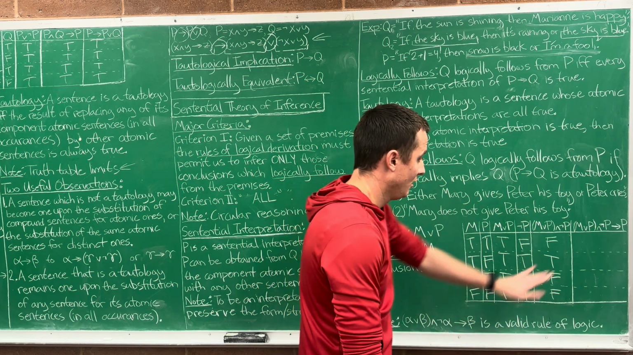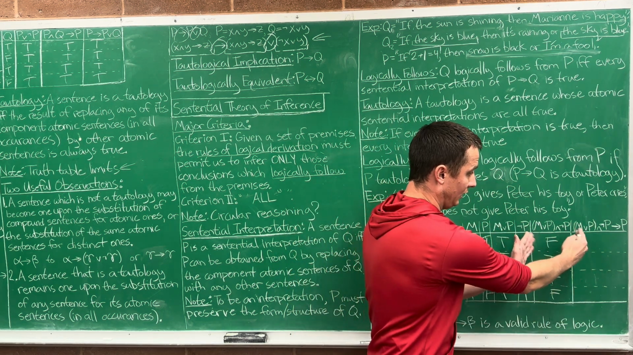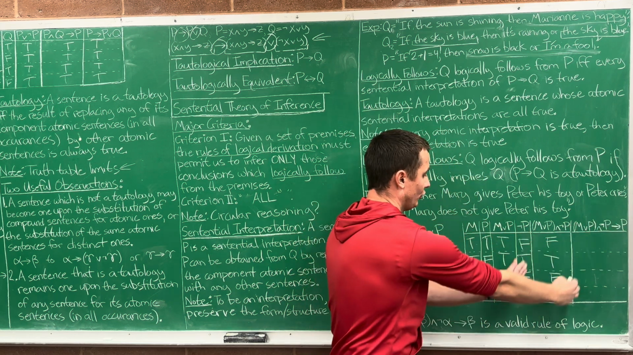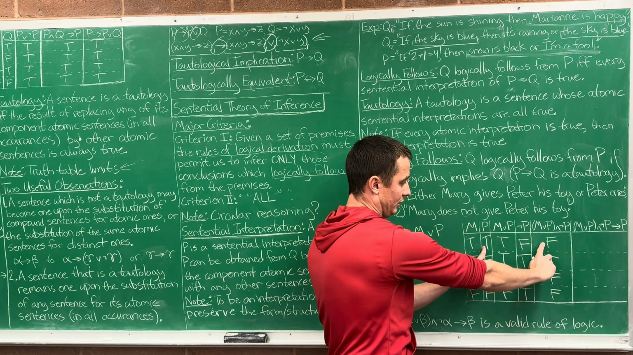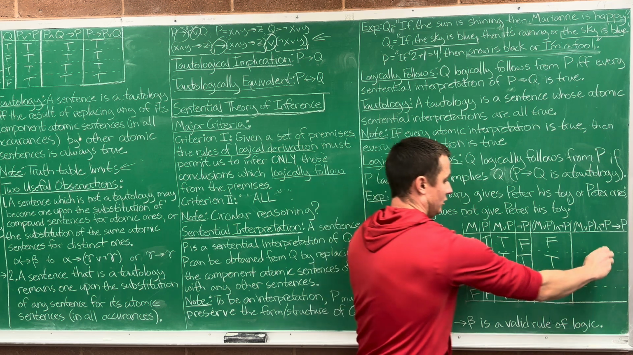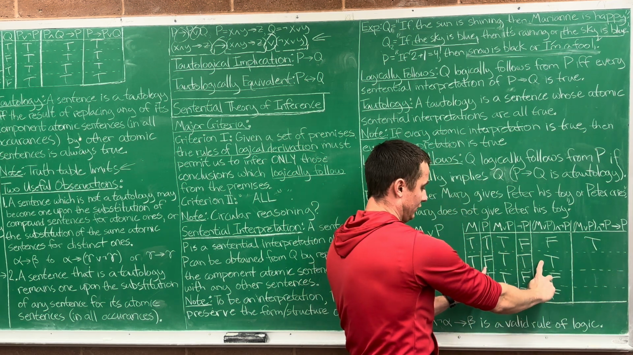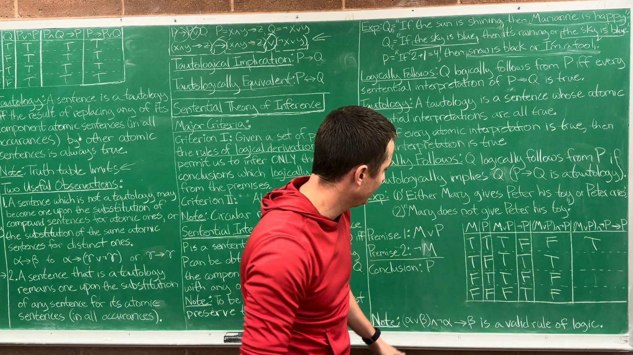Alright, now finally, this is saying this whole thing implies P. This whole thing implies P. So false implies true is true. True implies false is false. Oh, I messed something up.